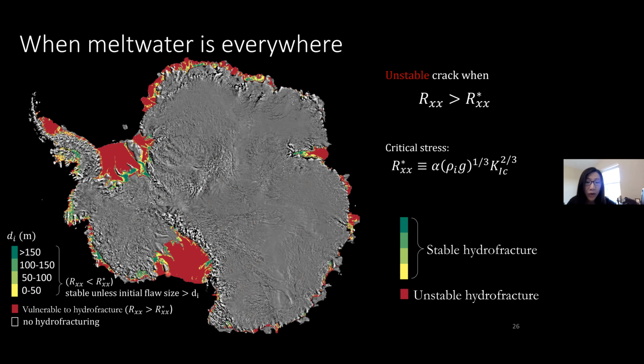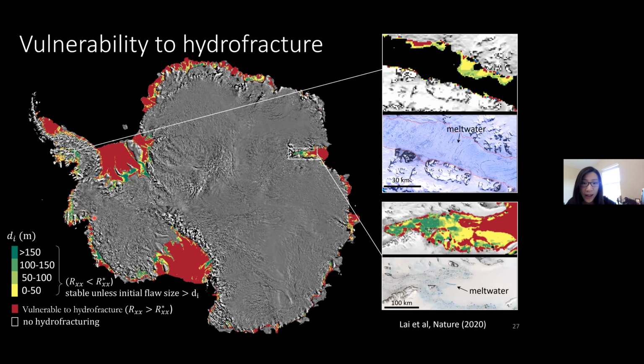On the other hand, the green areas are places with insufficient stresses, and these are the areas where we need a lot of large initial pre-existing cracks to destabilize hydrofractures. But in these green areas the stresses are pretty small, so we do not have large initial flaws. Therefore, the green areas are pretty strong and resilient to hydrofracture.